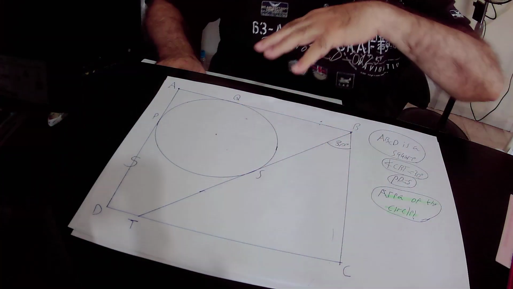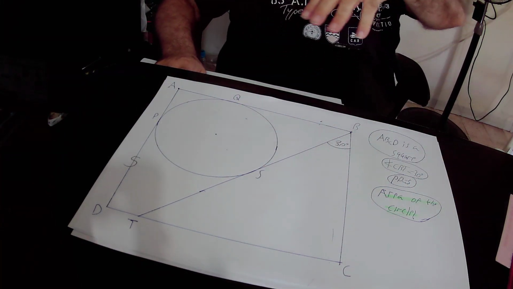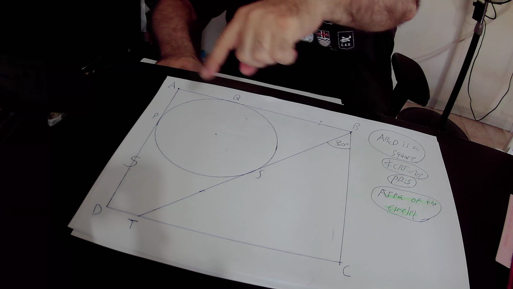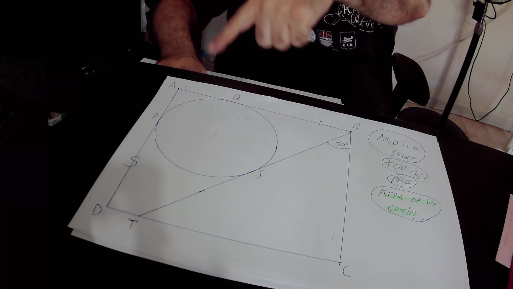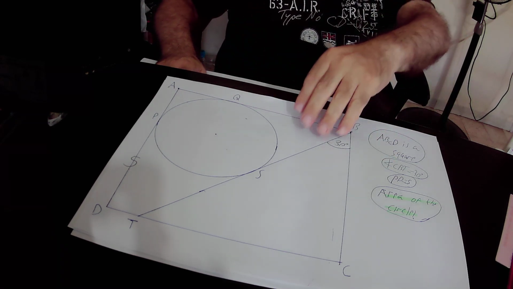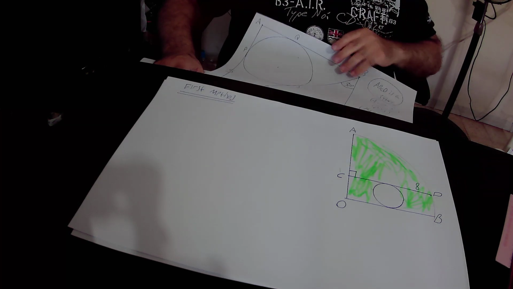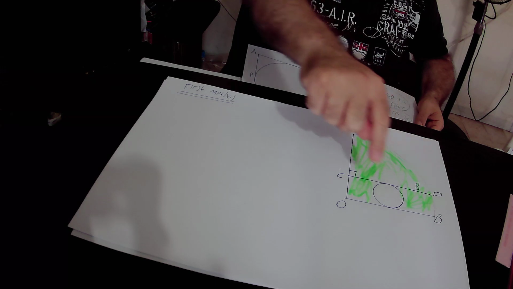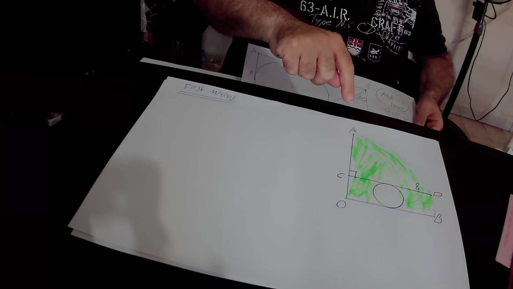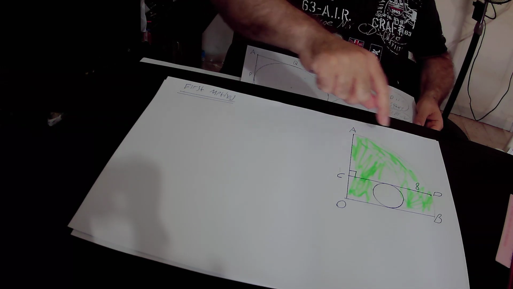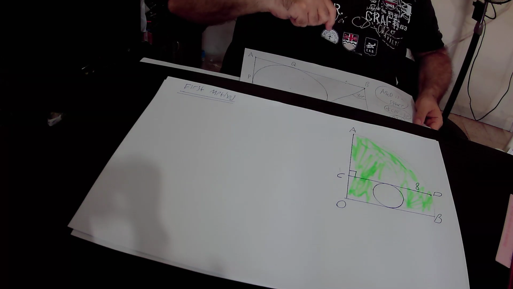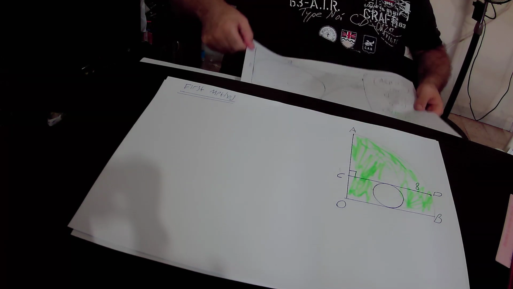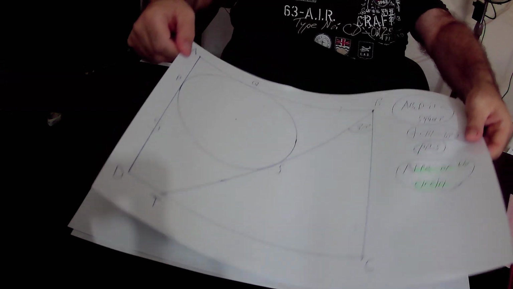In this lecture we'll answer two questions. In the first question, we'll find out the area of this circle that is inside square ABCD. In the second question, we'll find out the value of the green area that is inside a quarter circle. Okay, so we'll start with the first question.